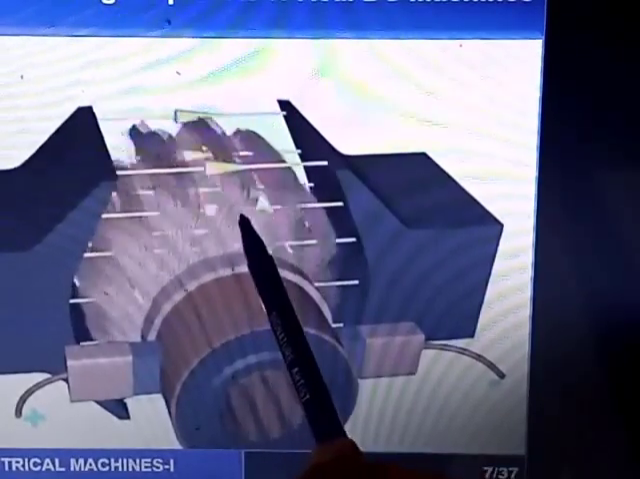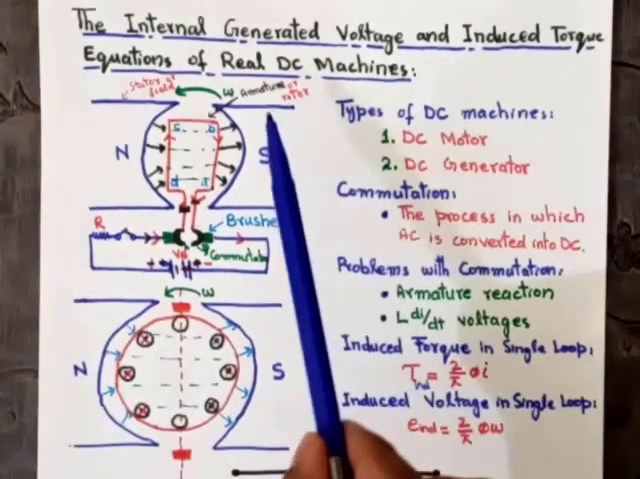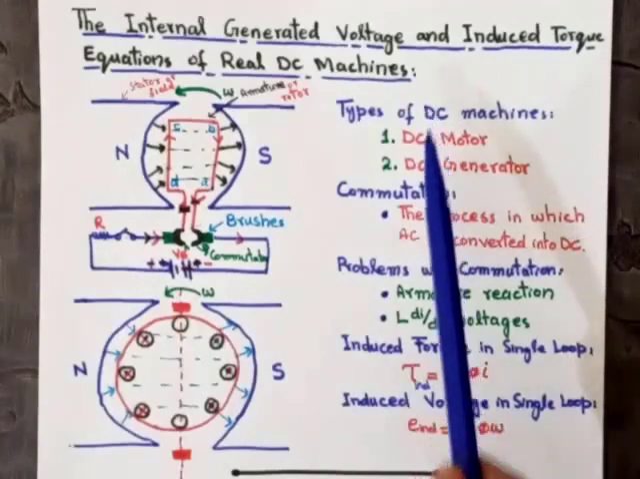As you can see in this figure, there are a number of loops connected with the commutator segments. In this lecture, we will have a look at how torque is produced in real DC machines and find its equation. Also, we will calculate the internal generated voltage equation in the DC machine. So let's get started with the internal generated voltage and torque induced equations of real DC machines.